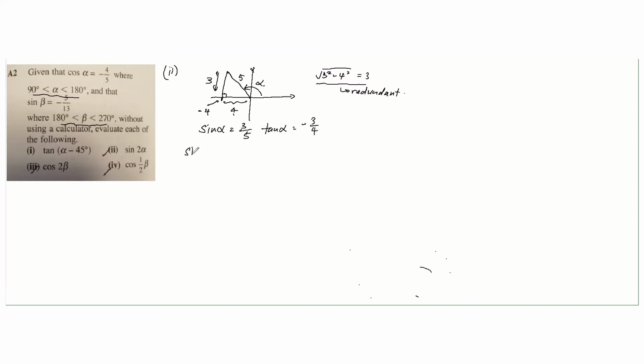So back to the question. It is asking for sine 2 alpha. So what happens is this, if you can recall your double angle formula, sine 2 alpha is 2 sine alpha cosine alpha. And from here, I already have all the different values because cosine alpha is given to us as negative 4 over 5. I shall just substitute all my values in. So eventually you should have negative 6 times 4 is 24 over 25. So this is your answer for part 2.